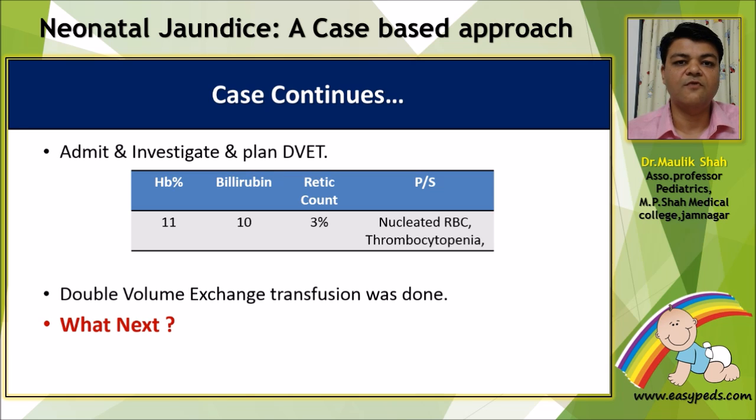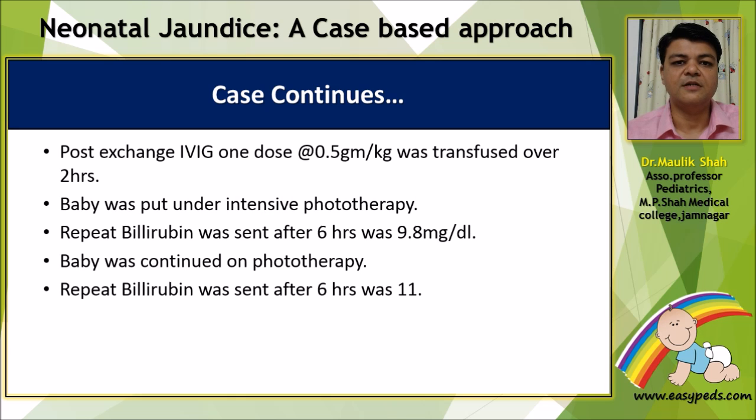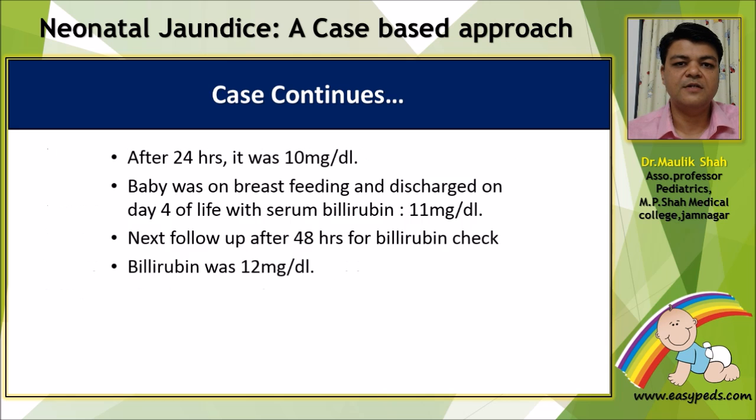The next question is what to do after double volume exchange transfusion. According to the unit policy, post-exchange we gave this baby intravenous immunoglobulin. The baby was put under intensive phototherapy. A repeat bilirubin was sent after 6 hours, which was 9.8 mg per deciliter. The baby was continued with the same intensive double surface phototherapy. A repeat bilirubin was sent after 6 hours, which was 11. After 24 hours, it was 10 mg per deciliter.